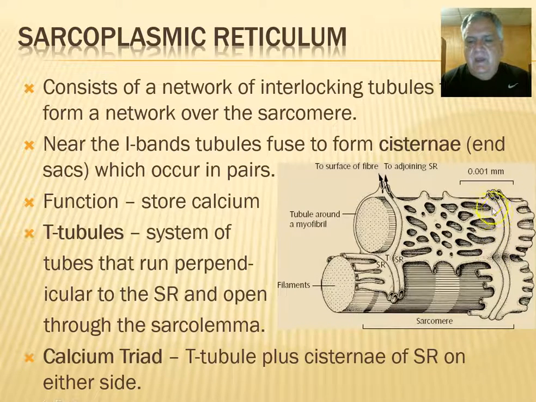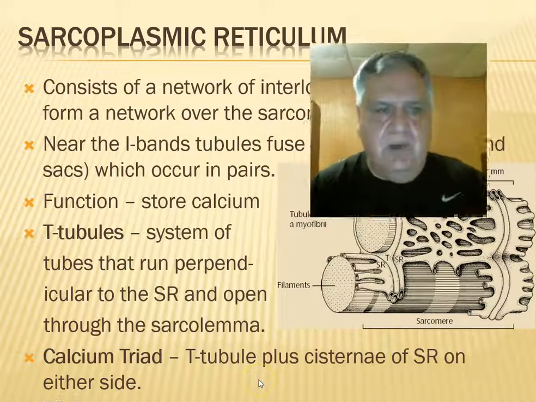Now, if we take the T-tubule here in the center and the two cisterns on either side of the T-tubule, together they make up what is referred to as the calcium triad. So we have the sarcoplasmic reticulum cistern here, the cistern here on this side, and the T-tubule in the middle. Together, these three make up a structure called the calcium triad. This is going to be very important to understanding muscle contraction.